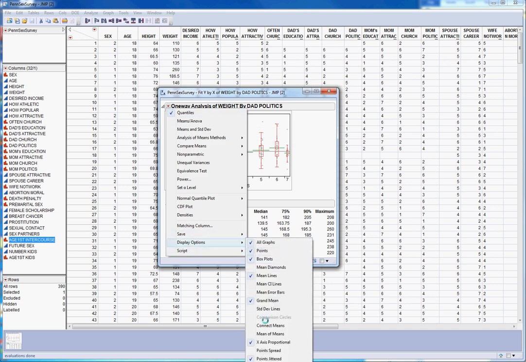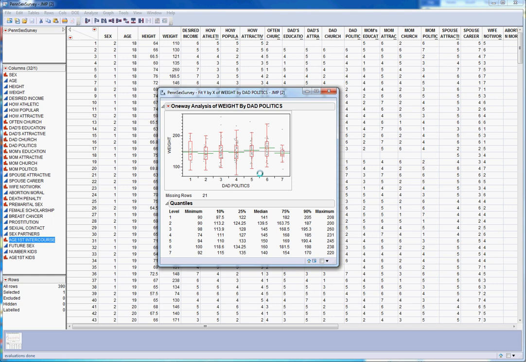See, if you uncheck x-axis proportional, you can just take that away, and then everything is scaled equally.